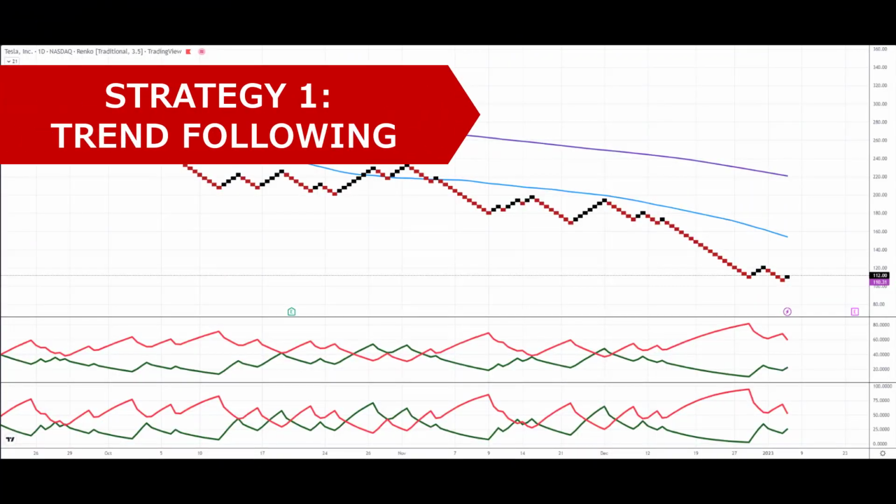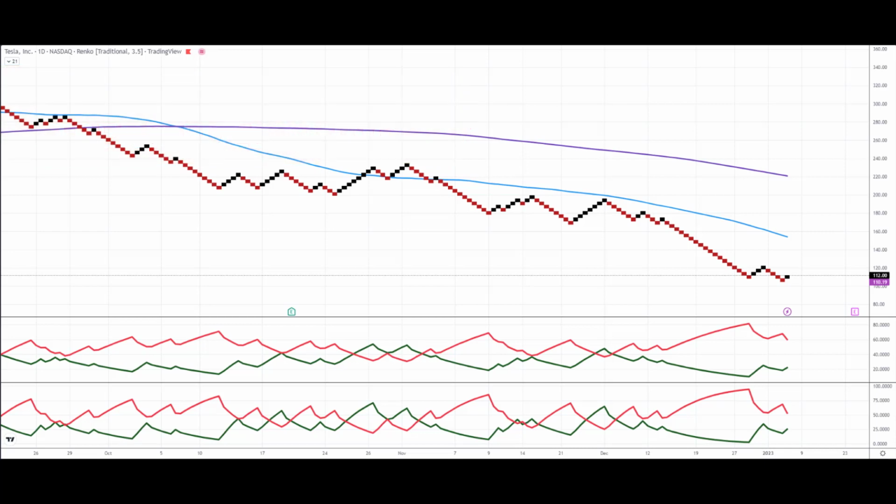Just for the record, I'm going to keep all these strategies simple so you can pick them to pieces and develop them into your own. Remember, these are ideas. Test them thoroughly before implementing them. Now, first up, a trend following strategy.